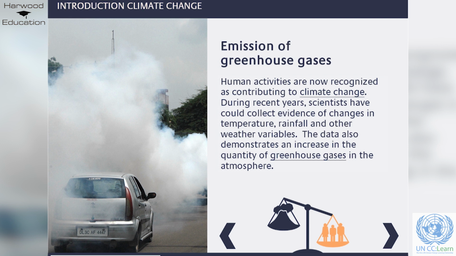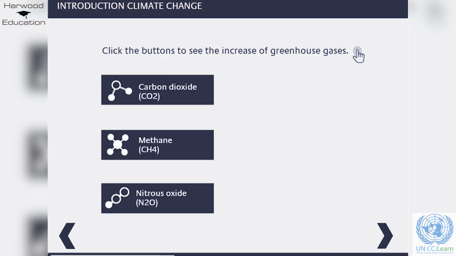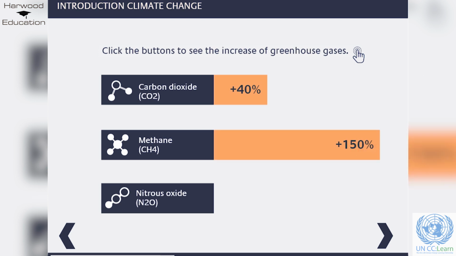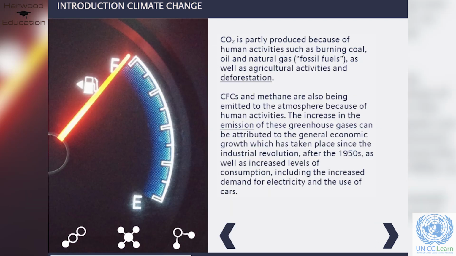During recent years, scientists could collect evidence of changes in temperature, rainfall, and other weather variables. The data also demonstrates an increase in the quantity of greenhouse gases in the atmosphere. Carbon dioxide, CO2, 40%. Methane, CH4, 150%. Nitrous oxide, N2O, 20%.